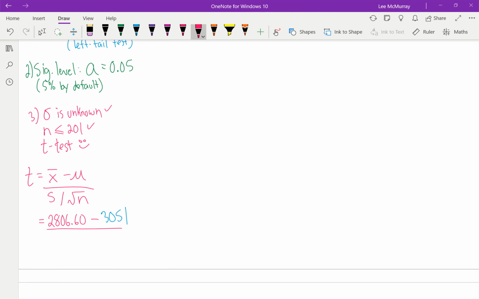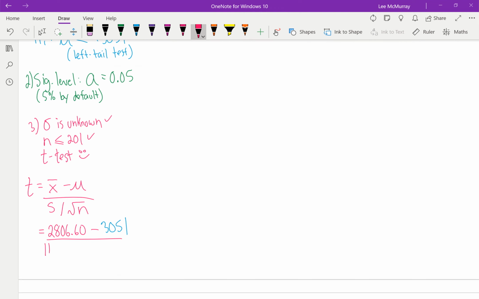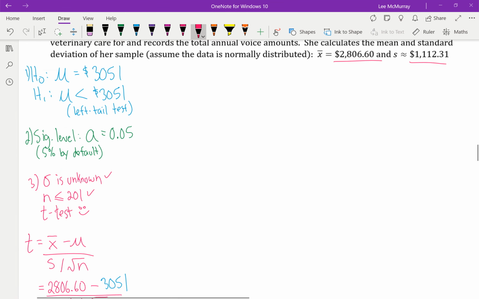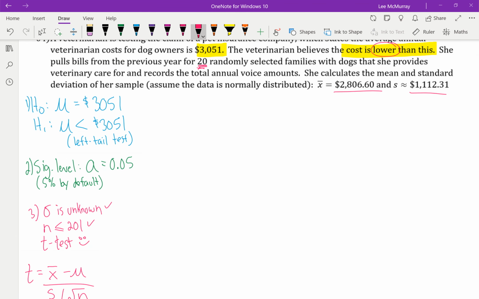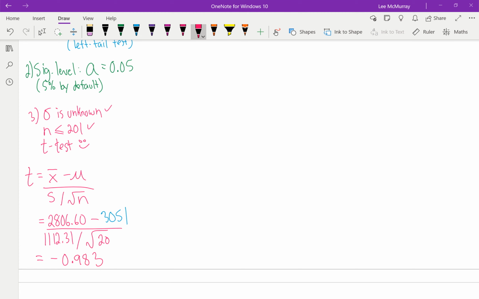And we're going to divide by our sample standard deviation, which was 1,112.31, and we are going to divide that by the square root of n, and we had n as a value of 20. We only had 20 records being tested. Okay, so let's plug that into our calculator, and the calculator is going to spit out negative 0.983.